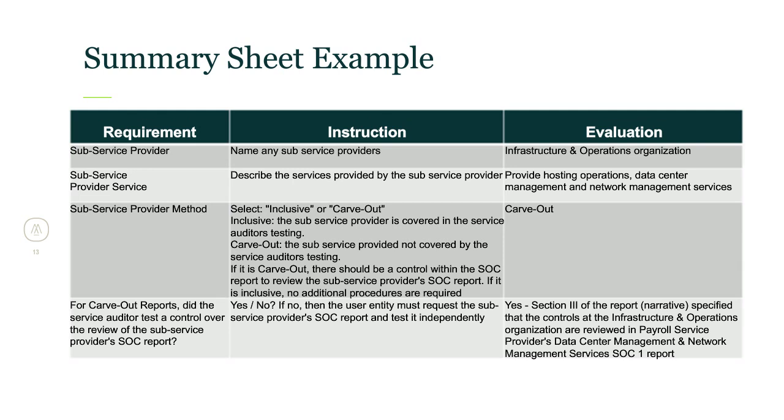Next, you will determine whether the sub-service provider method is inclusive or carve-out. Inclusive method is when the auditor tests the controls as they relate to the sub-service provider. Carve-out is when the sub-service provider is not covered by the service auditor's testing. Typically, the majority of the issued reports have carved out sub-service organizations. If a carve-out method was used, there should be a control within the SOC report to review the sub-service provider's SOC report. If an inclusive method was used, there are no additional procedures required.